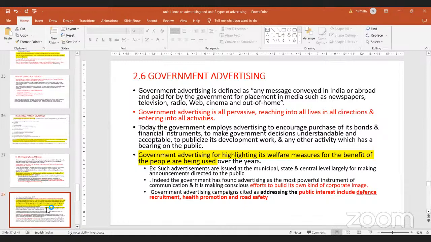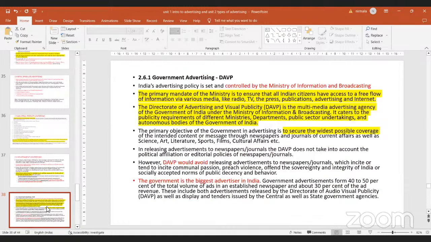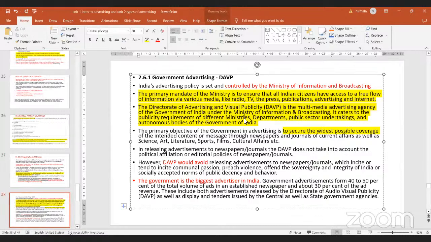Then government advertising, when it comes to the national organization, what we have is DAVP, the Directorate of Advertising and Visual Publicity. It is an organization under the Ministry of Information and Broadcasting. It is a government advertising agency, and whatever information the government wants to disseminate is communicated with the help of this DAVP to the target groups.